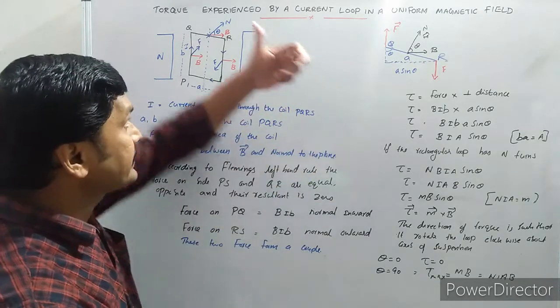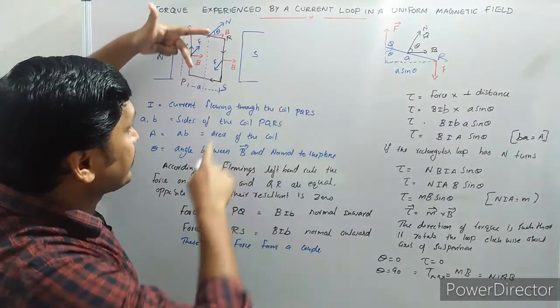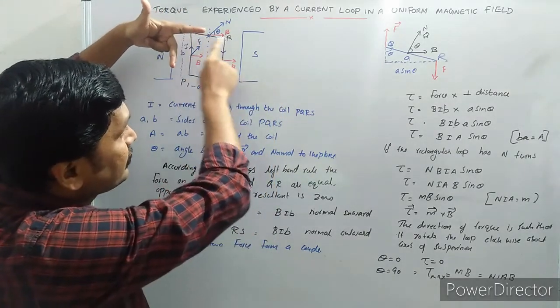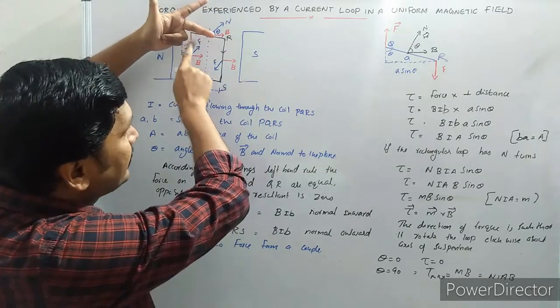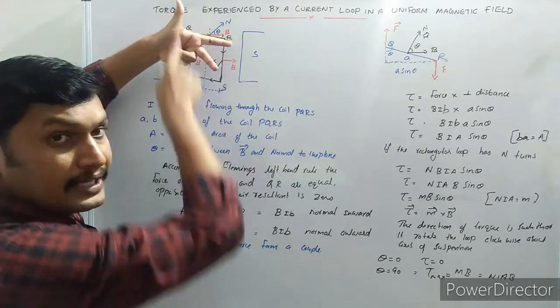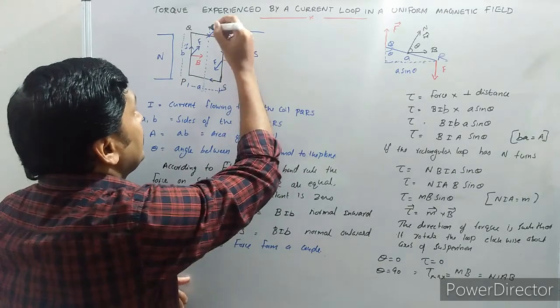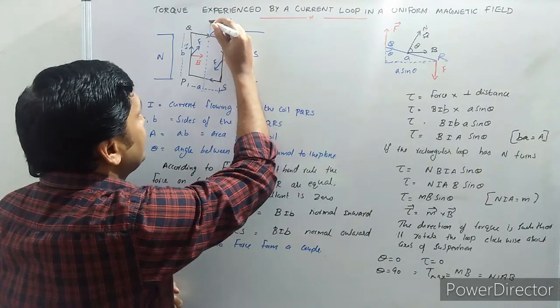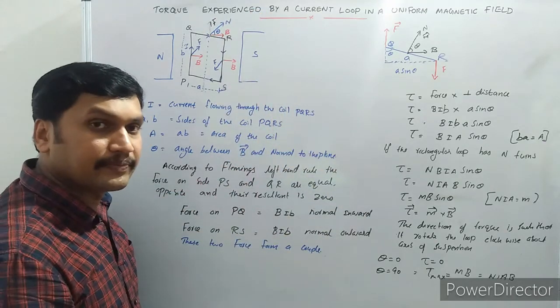By applying Fleming's left hand rule, the forefinger is in the direction of magnetic field, and the middle finger in the direction of current. So the thumb points in the upward direction. So that is the force direction on the side QR. The force is acting in the upward direction.